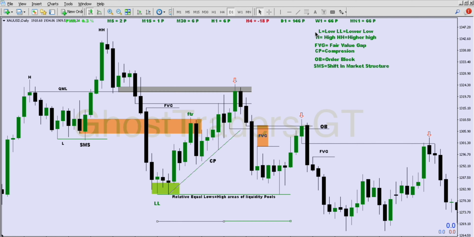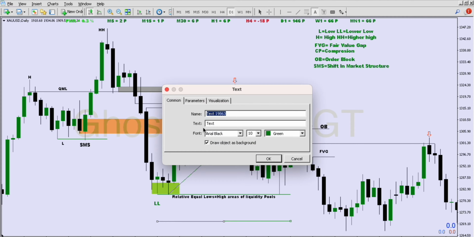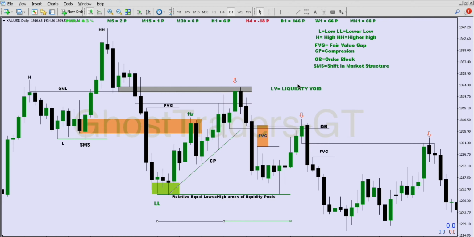Whenever we are talking about liquidity void, sometimes you can see it written like this. You're going to see LV on a chart, which simply stands for liquidity void. Whenever we talk about liquidity void, we are talking about the sharp run in price. So this sharp run in price here is what we call liquidity void.